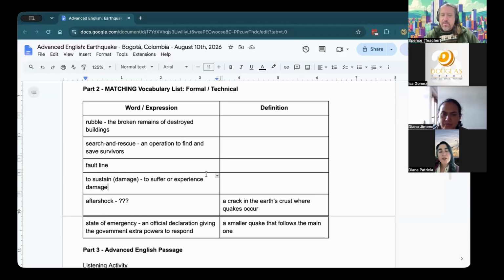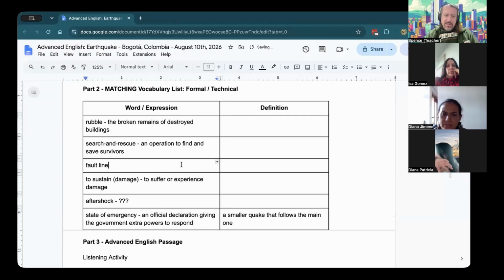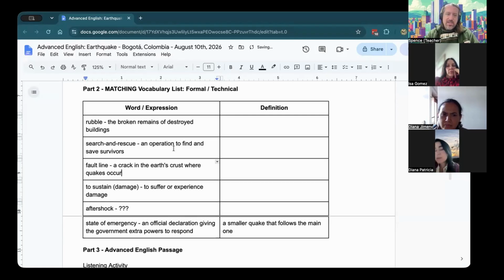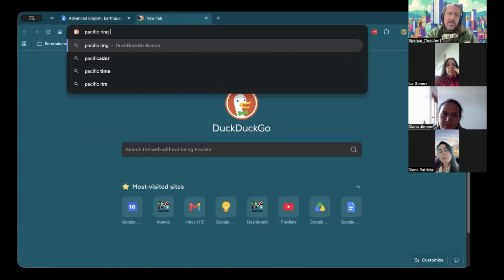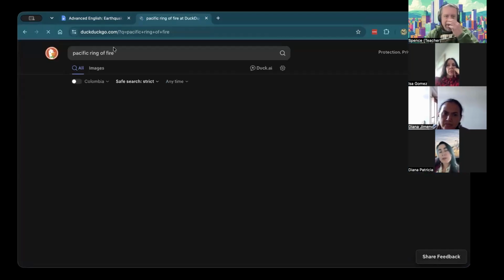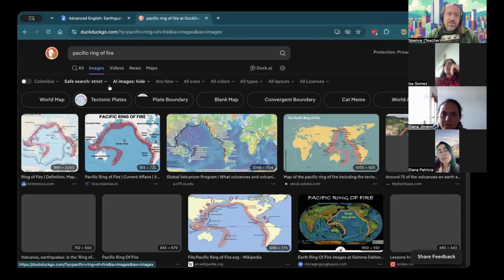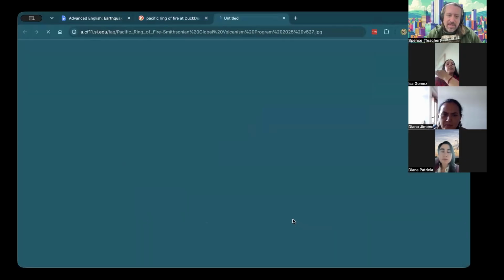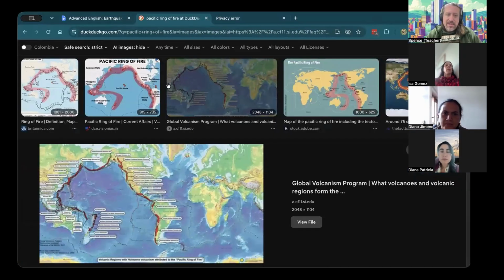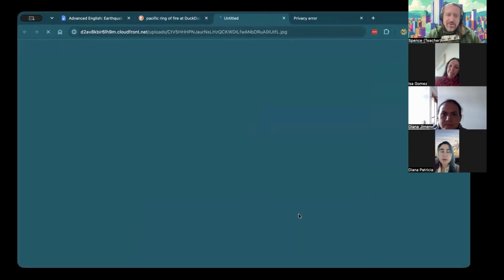A crack in the earth's crust where quakes occur. Fault line. Yeah, very good. So if we look around the edges of the Pacific Ocean, the Pacific Ring of Fire, there are a lot of fault lines that result in there being a lot of earthquakes.